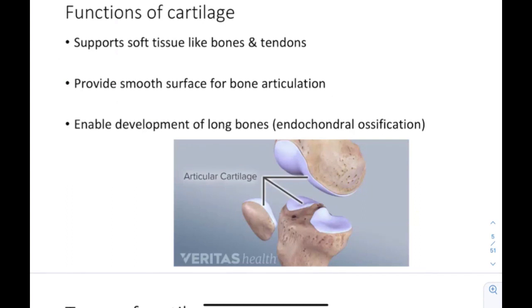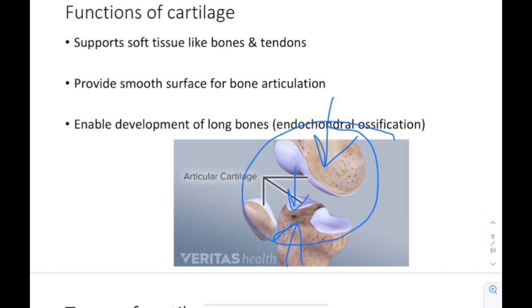Okay, so what are the functions of the cartilage? It supports soft tissue like the bones and the tendons. It provides a smooth surface for bone articulation. So for example, here you see the femur bone and the tibia bone. Together, they articulate or they join together to form the knee joint. And the surfaces that actually touch, we call this articular cartilage, which is made up of hyaline cartilage. And we'll talk about the different types of cartilage in the next slides.